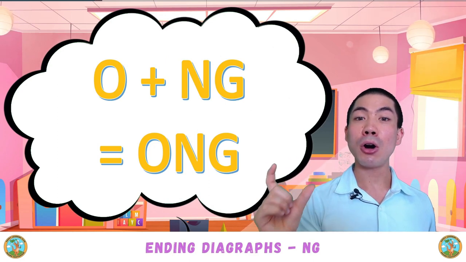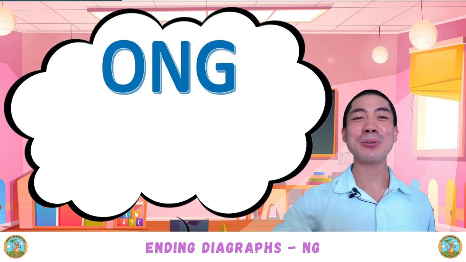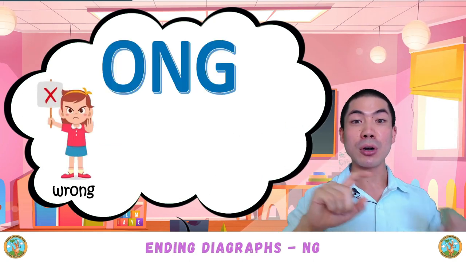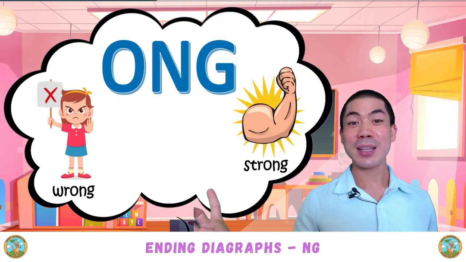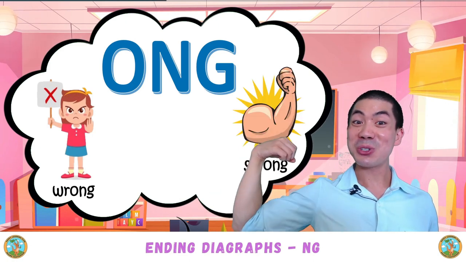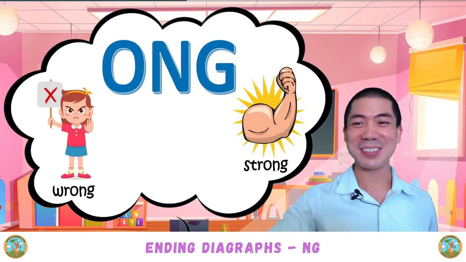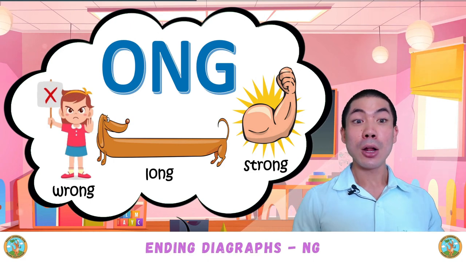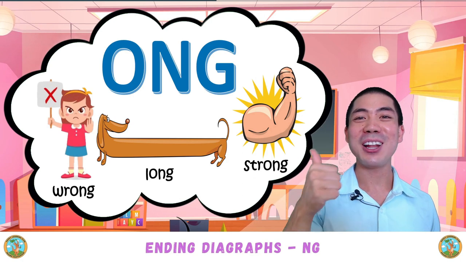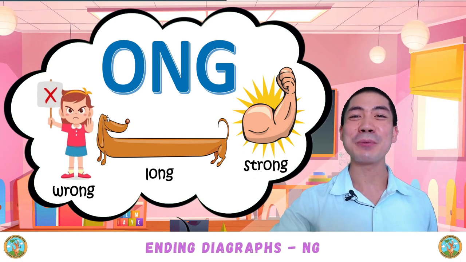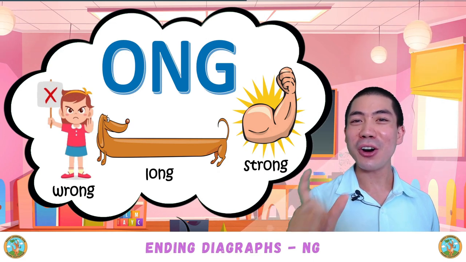Next, we have ong. O, ng, ong. Good. For example, we have wrong. R, ong, wrong. Then there's strong. Str, ong, strong, very good. And then long. L, ong, long, very good. Once again, ong is ong, ong, ong.